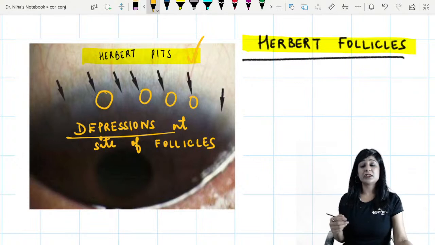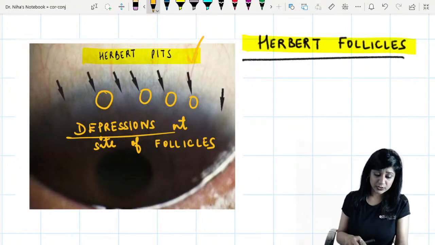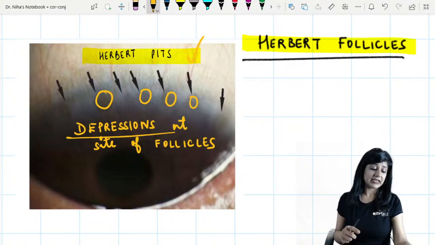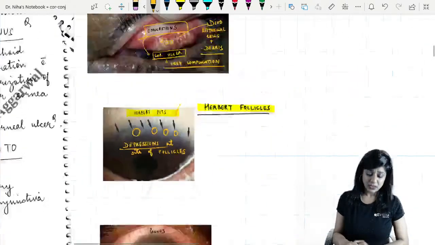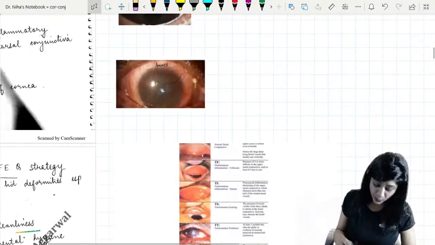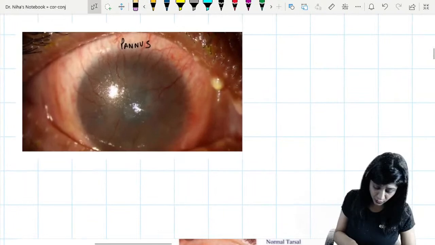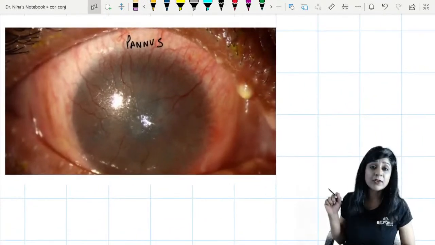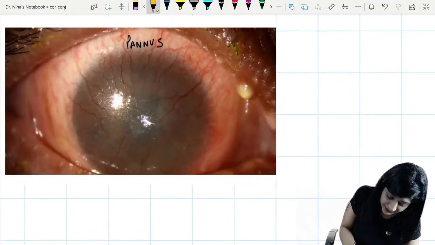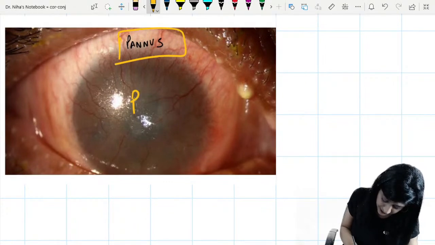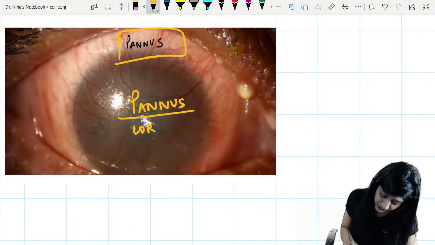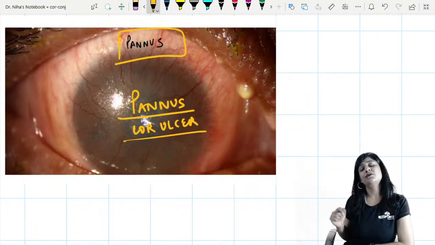So Herbert follicles and Herbert pits are the two very, very important signs that you are getting in cases of trachoma. Alright, now another important thing that you get in cases of trachoma is the pannus. Now what is this pannus? Pannus is actually the name for corneal ulcer itself. I told you corneal ulcer is the only complication of trachoma.